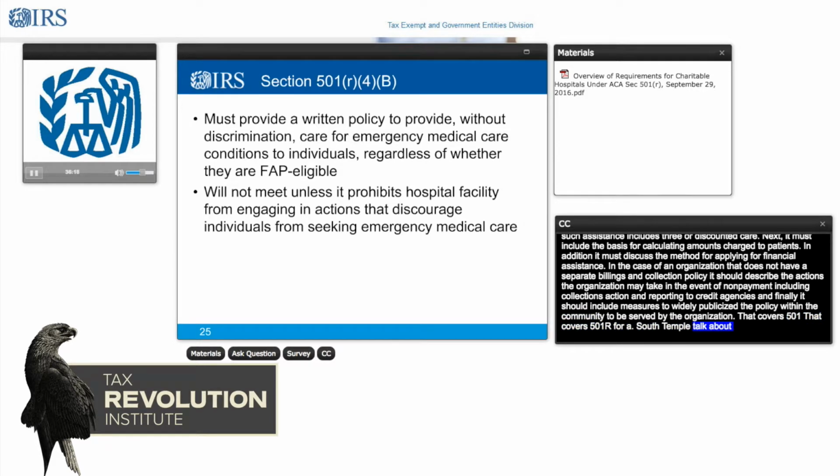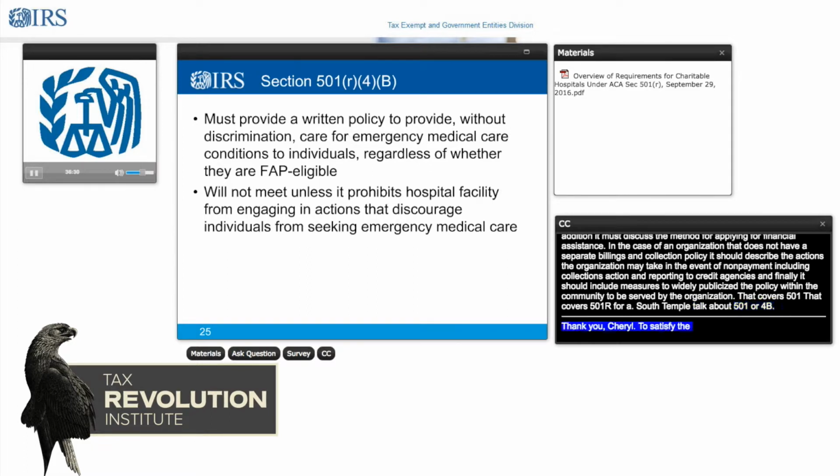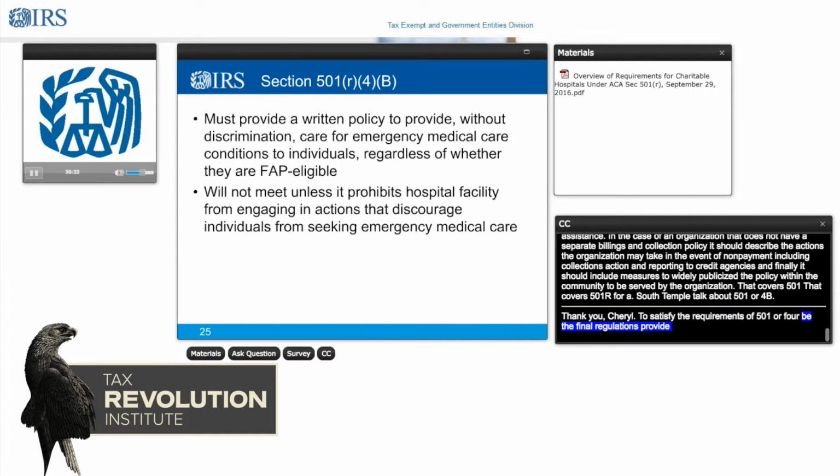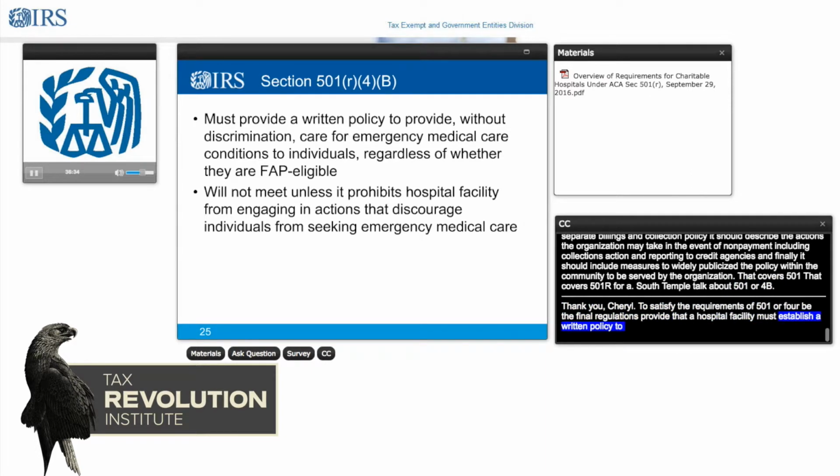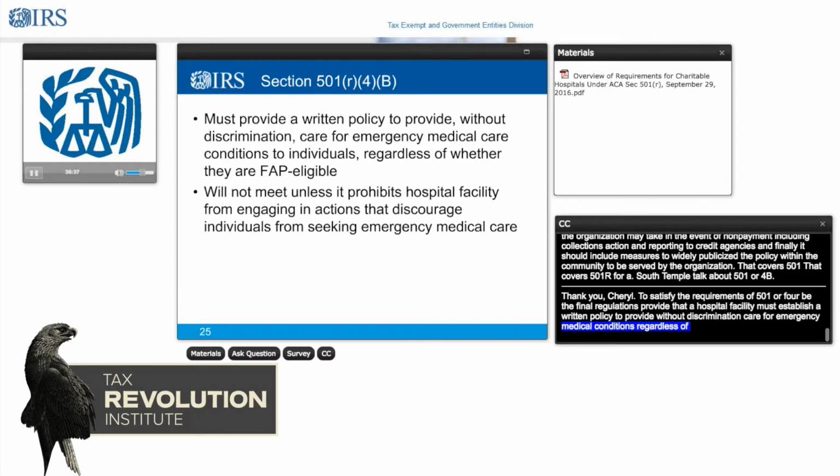Thank you, Cheryl. To satisfy the requirements of Section 501(r)(4)(B), the final regulations provide that a hospital facility must establish a written policy to provide, without discrimination, care for emergency medical conditions to individuals, regardless of whether or not they are eligible under the financial assistance policy.